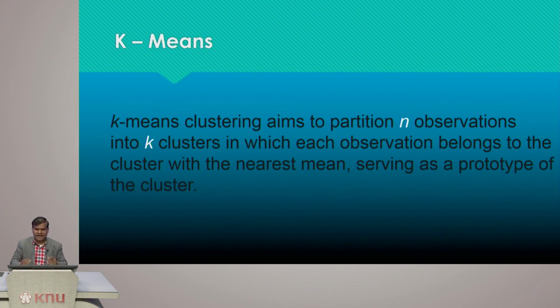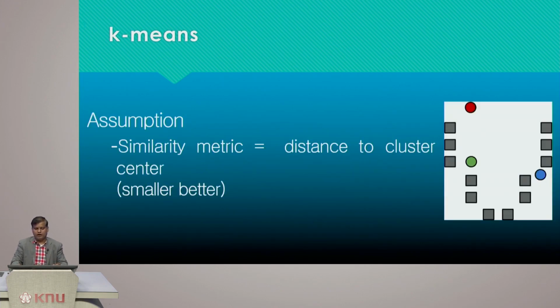K-means clustering aims to partition n observations into k clusters, in which each observation belongs to the cluster with the nearest mean, serving as a prototype of the cluster. Let's see its algorithm in general and how it works. Basically, the assumption here is that the similarity metric is the distance to the cluster center. As I mentioned earlier, if this distance is smaller, it's better. That's our goal.